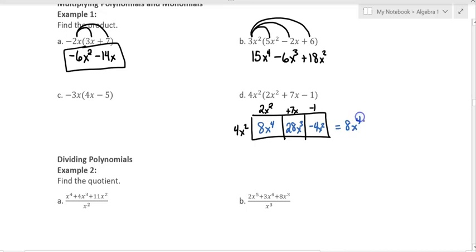So this is just a way to organize your work. We're going to use this method on bigger problems. So if you want to use it on this type of a problem, you can. It's the same exact thing as just distributing by drawing the little arcs.